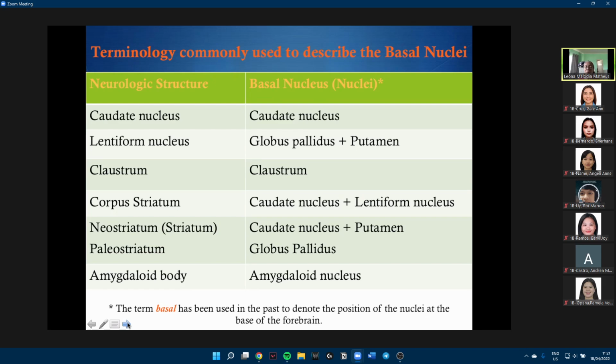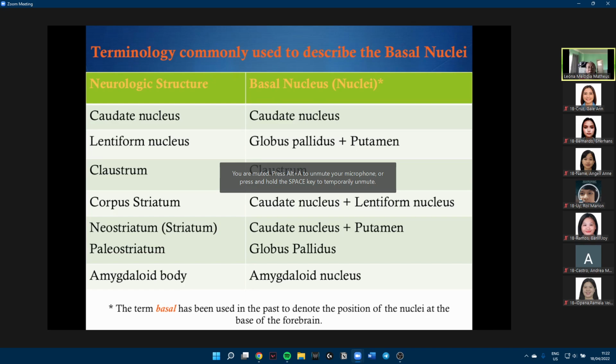When you say corpus striatum, that refers to both the caudate nucleus and the lentiform nucleus. Whereas this new term, neostriatum or simply striatum, refers to both your caudate nucleus and your putamen. Remember, these are the two structures contiguous with one another. And then paleostriatum refers to your globus pallidus, and amygdaloid body nowadays is preferably called the amygdaloid nucleus.